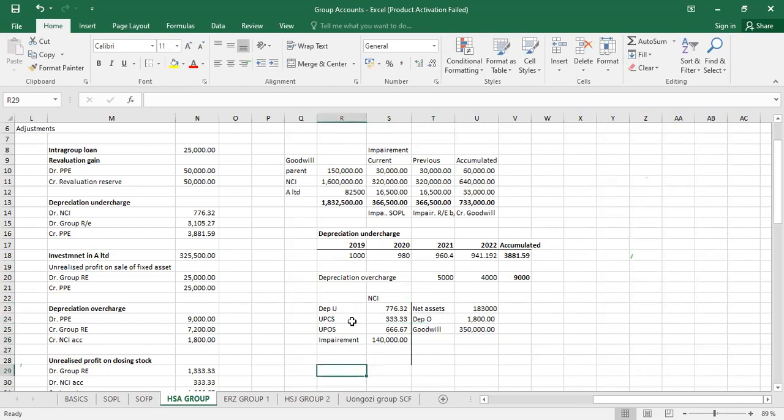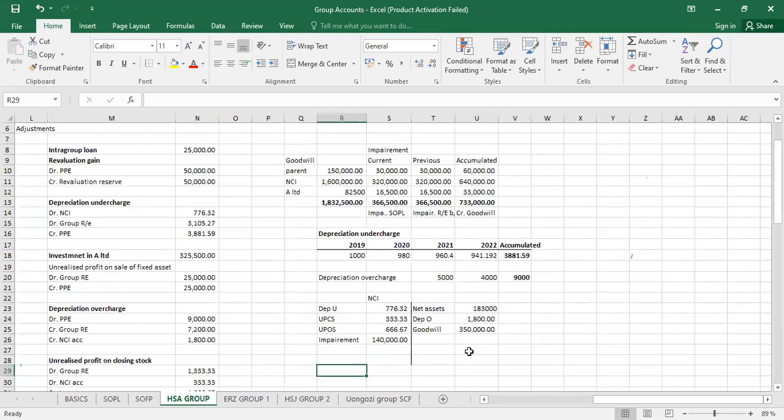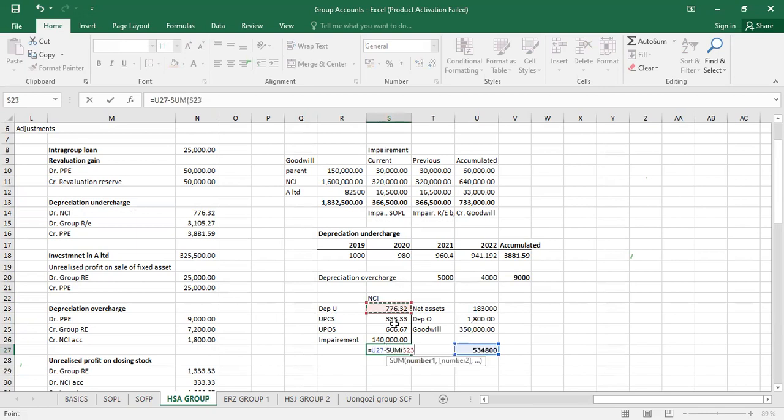Is there anything we're forgetting on NCI? Let me confirm via this one. Impairment, depreciation on other upstream sales, ordinary share capital, share premium, goodwill, and depreciation. So there's nothing you're forgetting there. I'll find the total, Alt equals, control enter, control bold. Then I'll find the difference: you take this less the sum of this, close the brackets, control enter, control bold. So this is NCI.